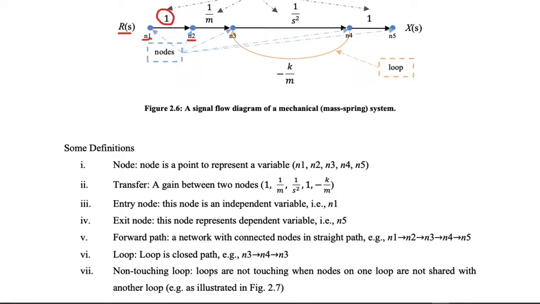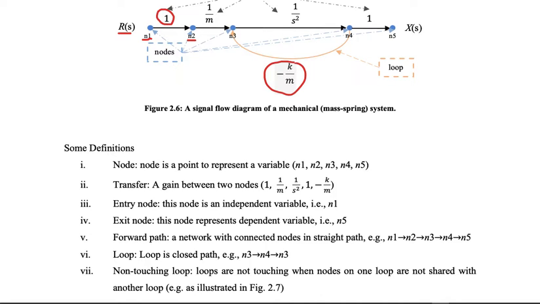And then we have the loop. The loop in this case is highlighted in orange color. It starts from N3, goes to N4, and then goes back to N3. When it goes back to N3, it carries a gain that is specified in this expression here, right?